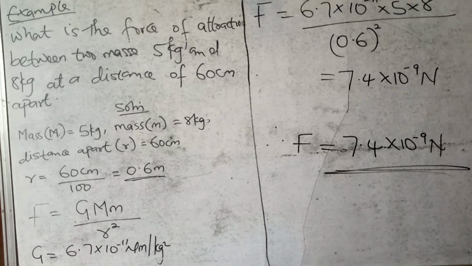So now, if you punch these values in your calculator, you're going to have 7.4 times 10 raised to the power minus 9 Newton. The Newton here is the unit for force. So therefore, our force F is equal to 7.4 times 10 raised to the power minus 9 Newton. And this is our final answer.